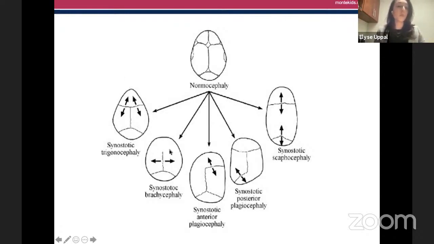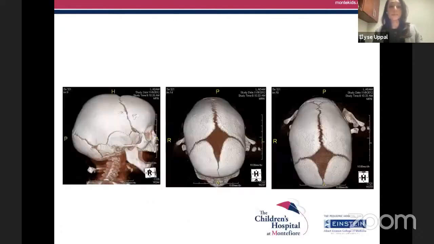Here you have bicoronal synostosis. So the head is unable to grow in the AP direction, so it grows laterally where these arrows are going. Here you have unicoronal synostosis, and again, you get this trapezoidal shape. And here's lambdoid synostosis, another trapezoid. And then finally, we have scaphocephaly, which is when the sagittal suture is fused and the head can't grow laterally. So it grows in the AP direction, and the head becomes very elongated like this. And like I said, that's the most common type.